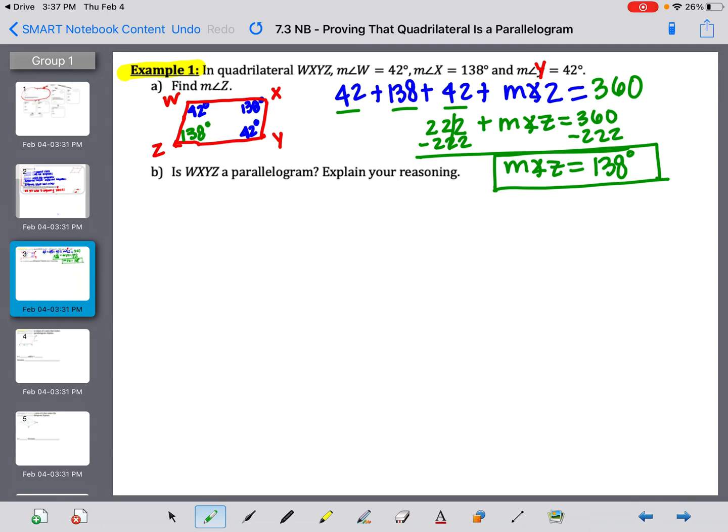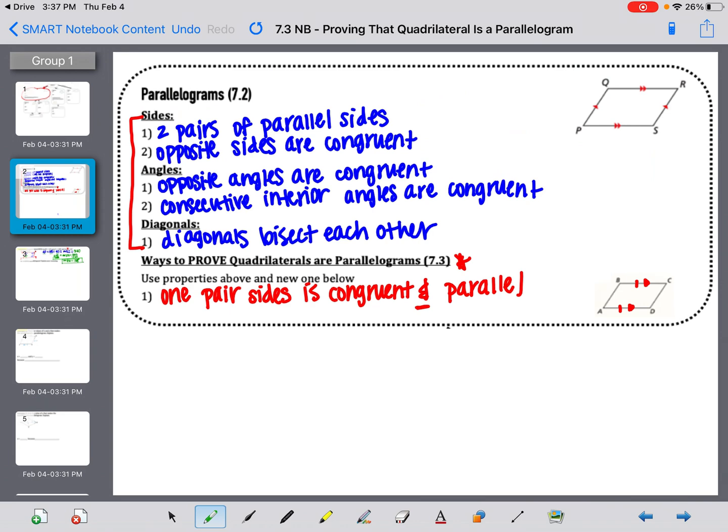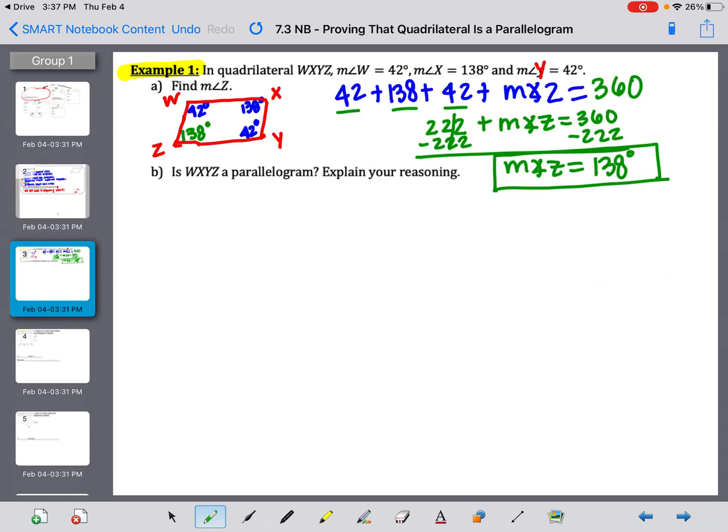Part B asks, is WXYZ a parallelogram? Explain your reasoning. Okay, so this is where I'm looking for one of these ways to prove that something is a parallelogram. Since I am given information about my angles, I'm going to look down here and I'm thinking, okay, opposite angles are congruent. Could that be true?